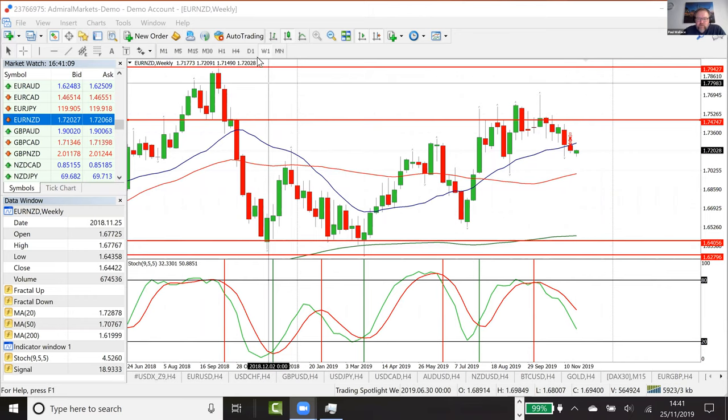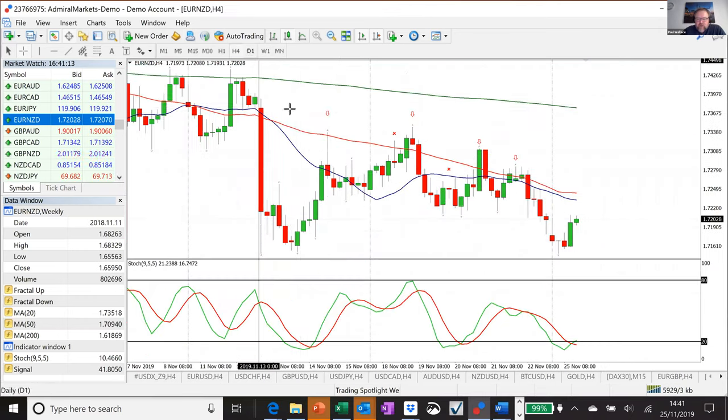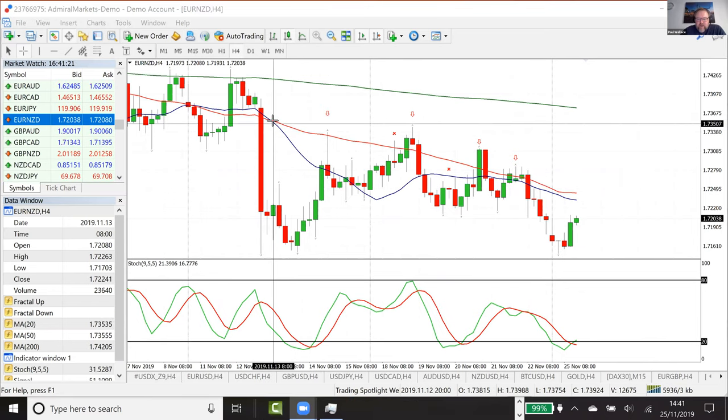So suddenly I start to get interested when I go down to the 4-hour chart, to look at what happens here. Let me just move this out of the way a little more. Here is a place where the 20 has crossed the 50, so I know that we're in a bearish momentum.